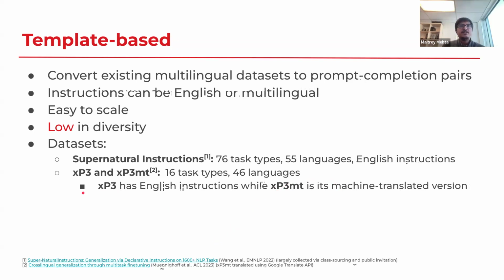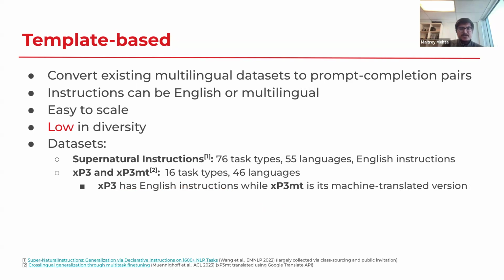The more popular ones recently were the XP3 and the XP3MT datasets. They span 16 different tasks. So task types are like summarization, translation, and things like that. And they span 46 languages, right? The difference between XP3 and XP3MT is that in XP3, the instructions are in English, while in XP3MT, they translated it to their respective language. So if the input is in Swahili, the instruction is also in Swahili, and it's translated from the English instruction using some off-the-shelf translation system, right?